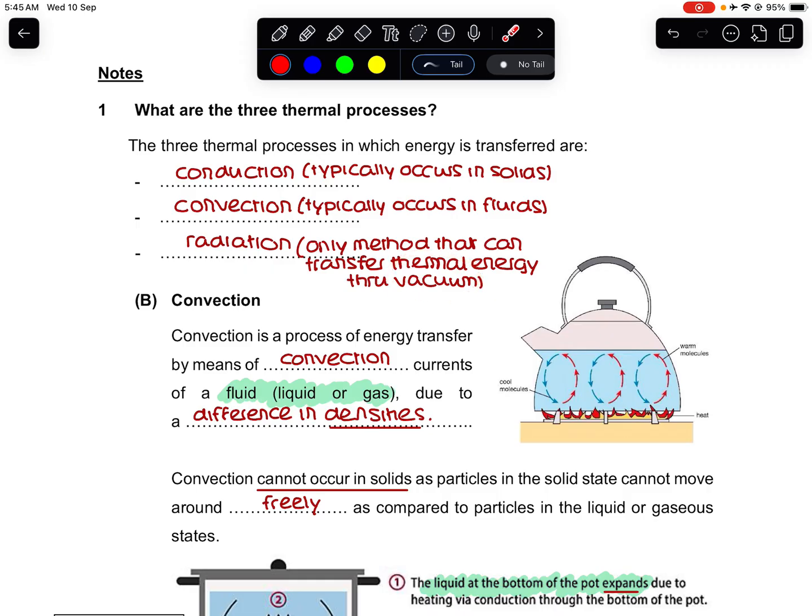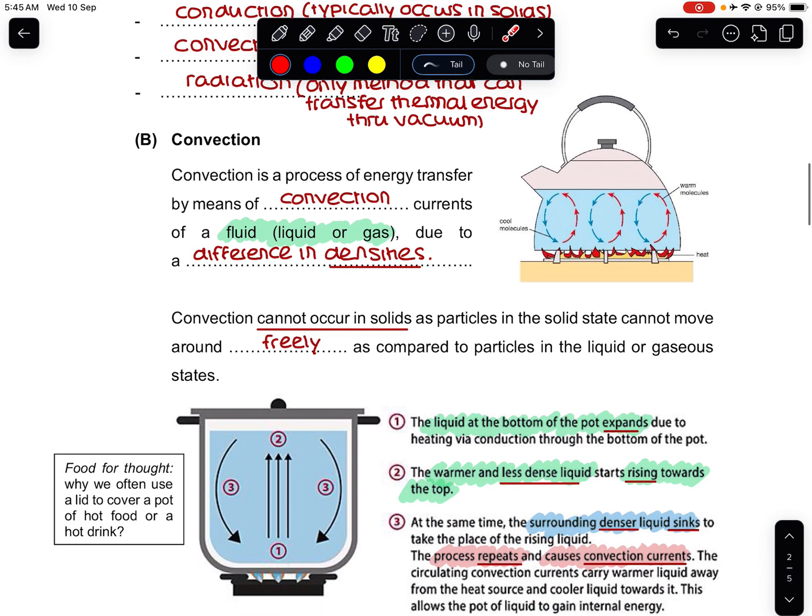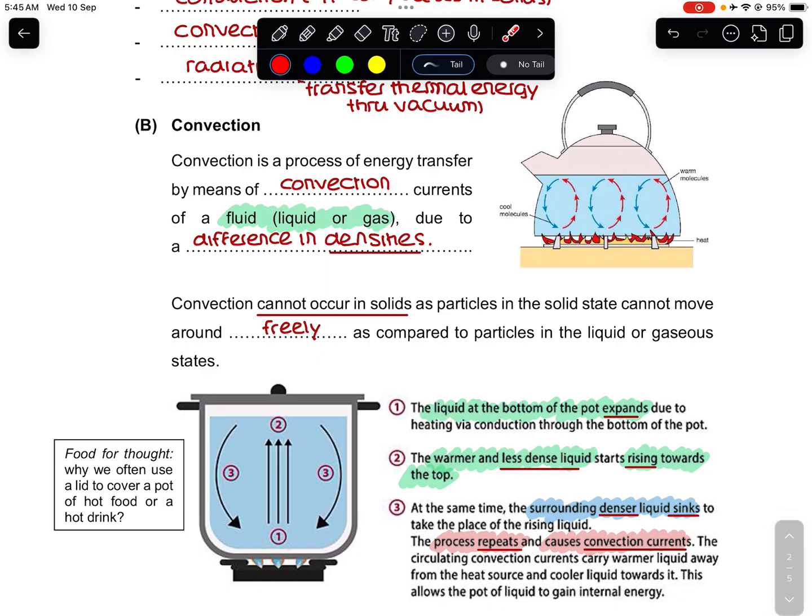So generally, conduction and convection cannot happen in a vacuum. Where is a vacuum found in our day-to-day lives? Okay, the space between the sun and the earth. We'll expect to see that there will be a vacuum. So let's move on to focus on convection.